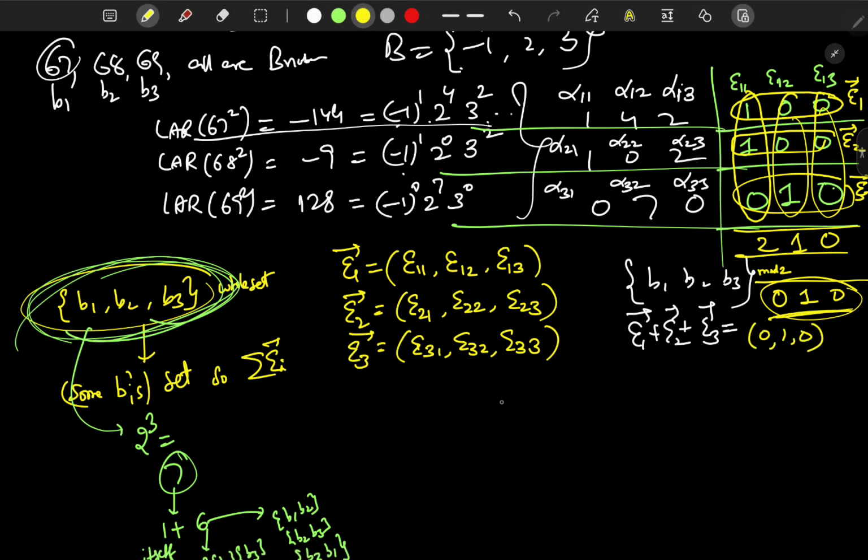Is it a 0 vector? What do you mean by a 0 vector? Tell me. A 0 vector is denoted like this.